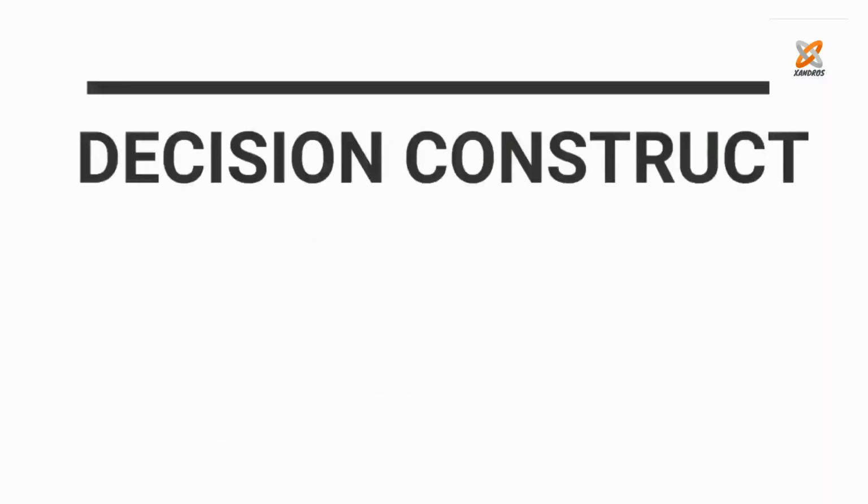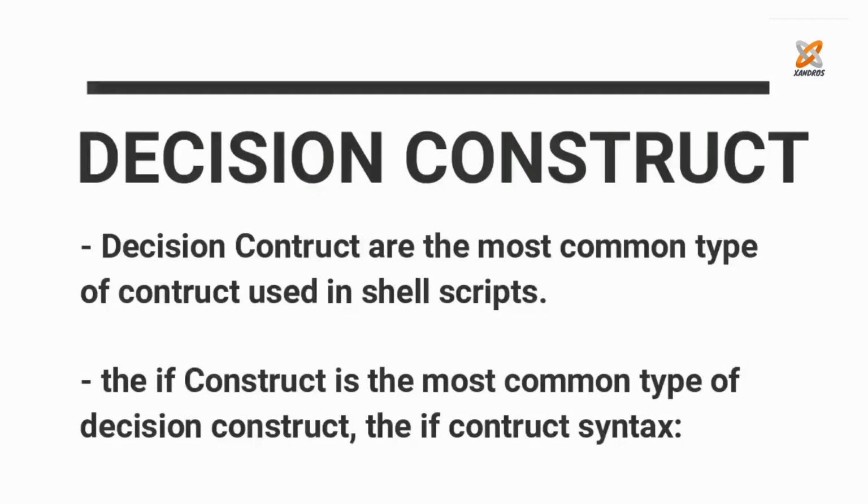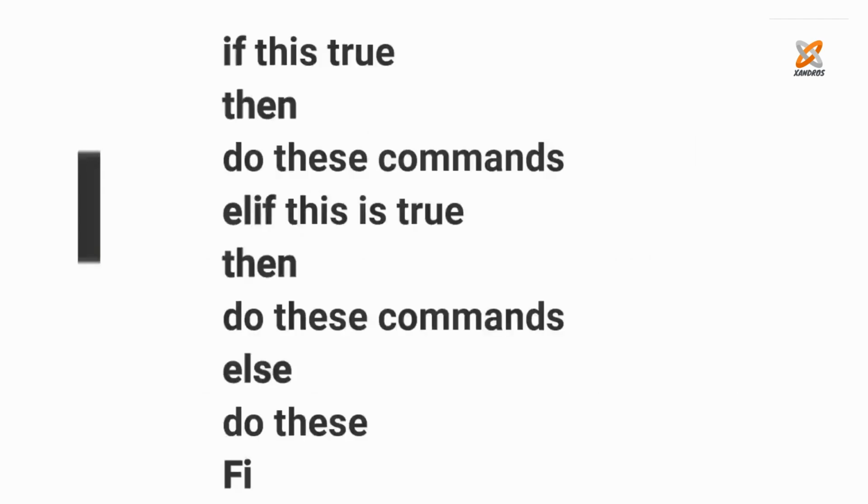Decision constructs. Decision constructs are the most common type of construct used in shell script. The if construct is the most common type of decision construct. The if construct has the following syntax. If this is true, then do this command. If this is true, then do this command. Else do this.